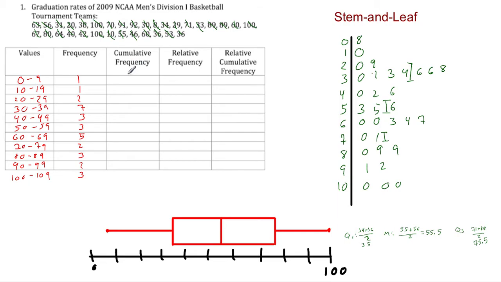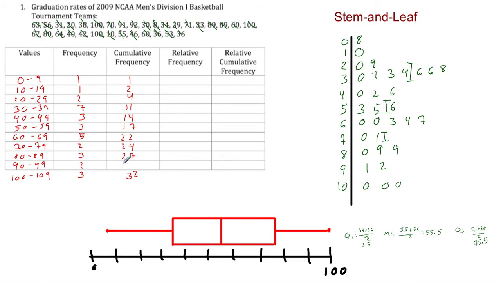Now the cumulative frequency is going to be the running total of these. So the last value should be 32. So 1 plus itself, or just 1, is the starting cumulative frequency. And then 1 plus 1 is 2. 2 plus 2 is 4. 4 plus 7 is 11. 11 plus 3 is 14. 14 plus 3 is 17. 17 plus 5 is 22. 22 plus 2 is 24. 24 plus 3 is 27.